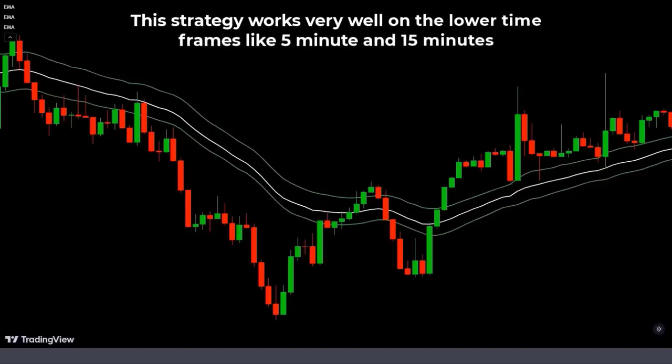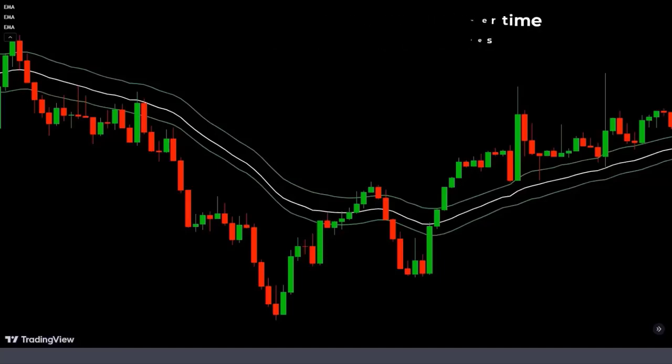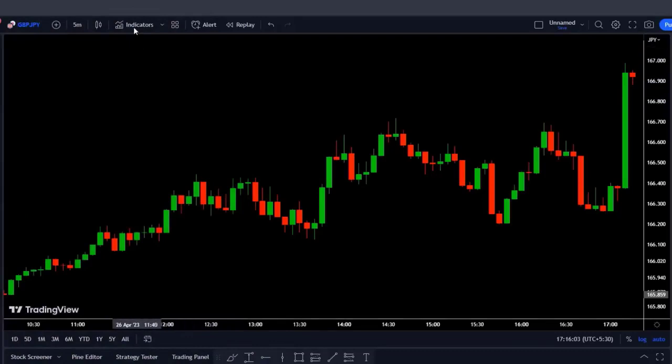This strategy works very well on the lower time frames like 5-minute and 15 minutes. If you are new to scalping and still learning about trading, this simple strategy is a good place to start because you will make decisions very quickly and hit buy and sell without thinking about fancy indicators. Now it's time to add indicators to our chart.